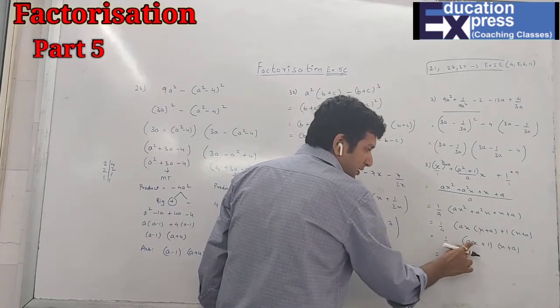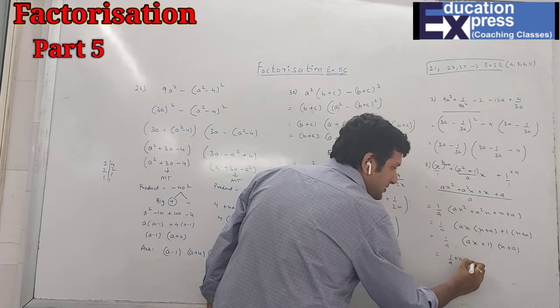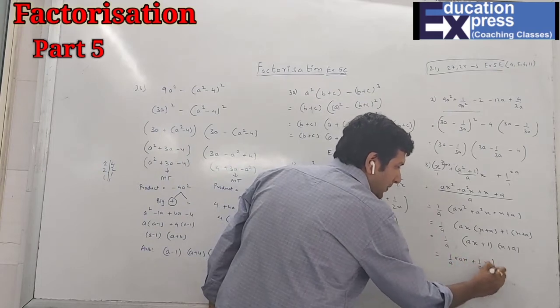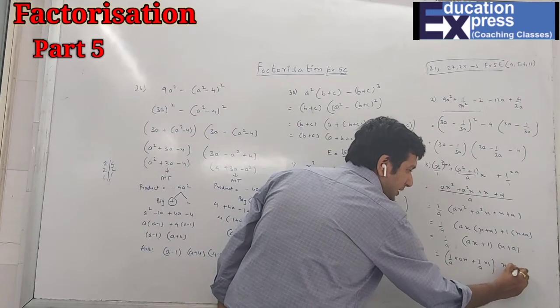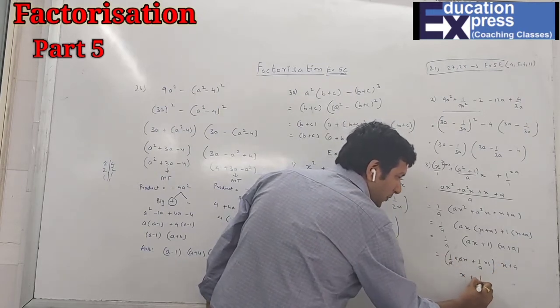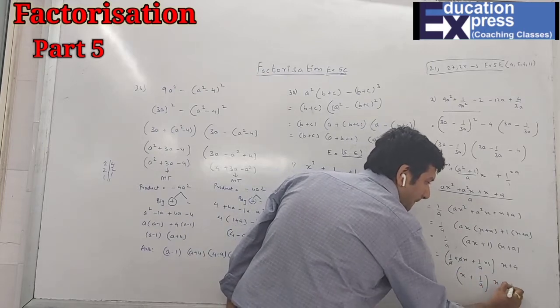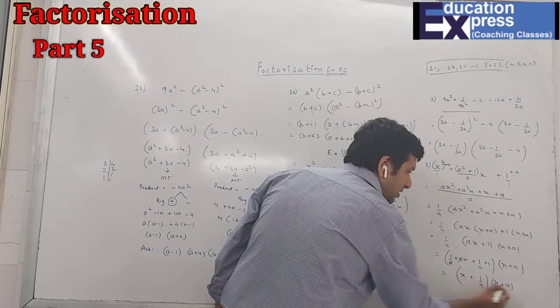So if I multiply this by this, 1 upon a into ax plus 1 upon a into 1 and x plus a. So a will get cancelled. So what is left? x plus 1 upon a and x plus a is the final answer.